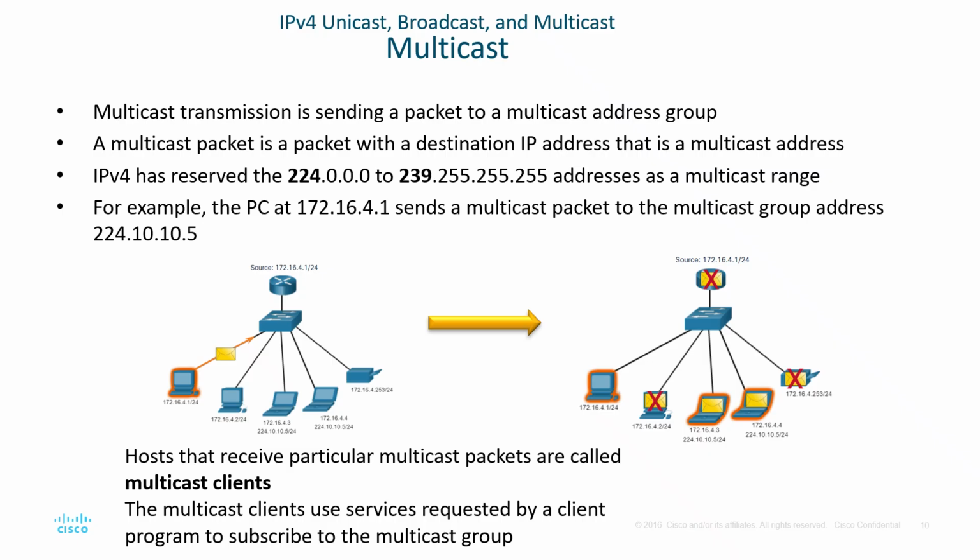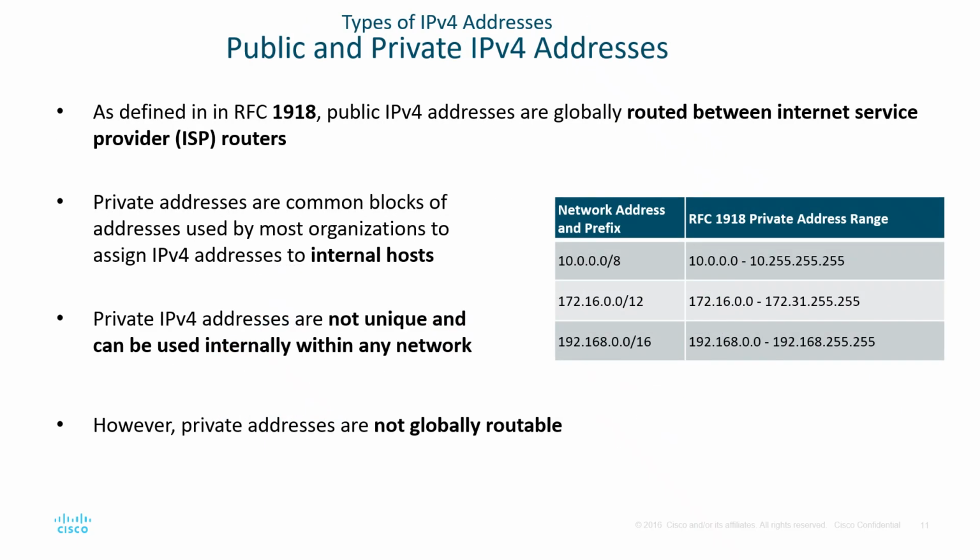So in this example, these two are defined as being in the multicast group. And so those are the only two that would receive that message. Hosts that receive particular multicast packets are referred to as multicast clients. The multicast clients use services requested by a client program to subscribe to the multicast group. Now, as defined in RFC 1918, public IP addresses are globally routed between internet service providers.